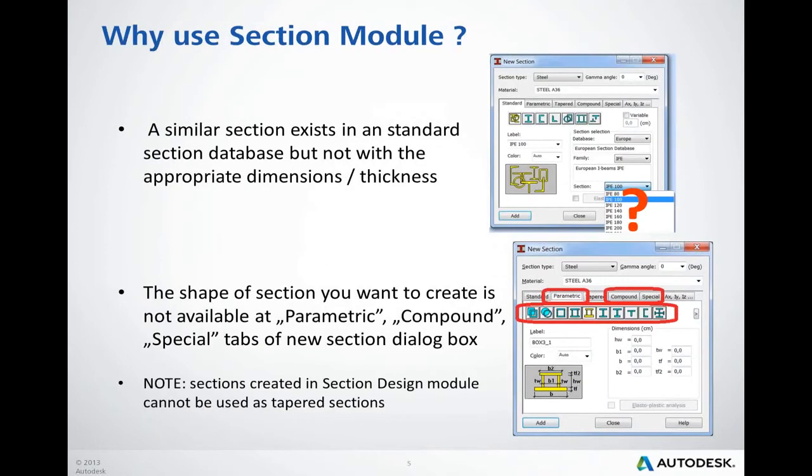Section definition module allows the user to create and calculate sectional properties of section shapes not existing in standard style databases nor on parametric, compound, or special tabs of the new section dialog box. Important note: these sections cannot be used as separate sections in Robot.